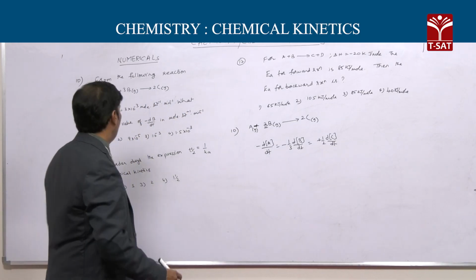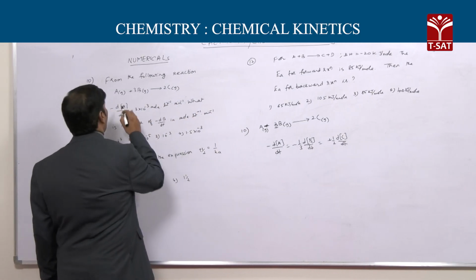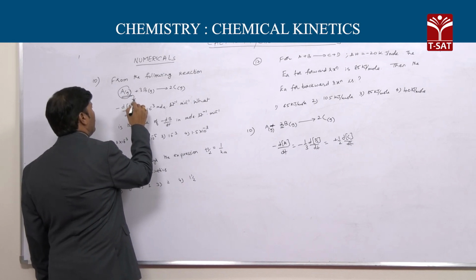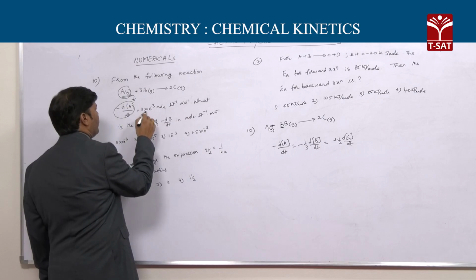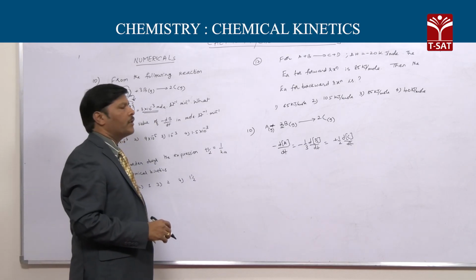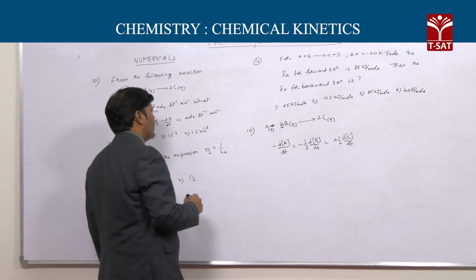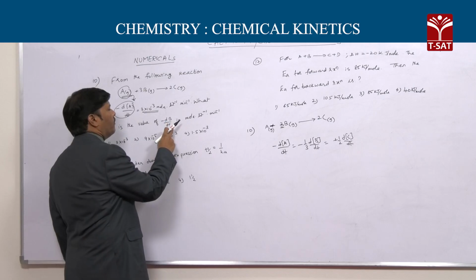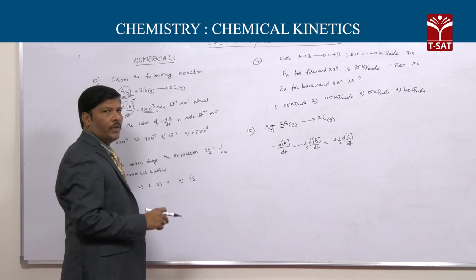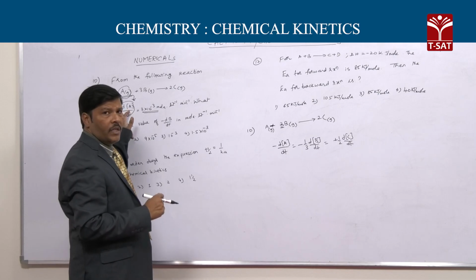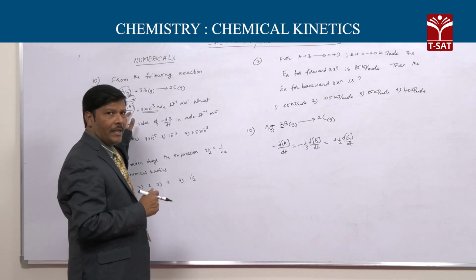Now here the rate of disappearance of reactant A is already given to us. How much is it given? Rate of disappearance of A is equal to 3 into 10 to the power of minus 3 moles per liter per minute. So what we would like to do is find the rate of change in concentration of B, that means the rate of disappearance of B is equated with the rate of disappearance of reactant A.